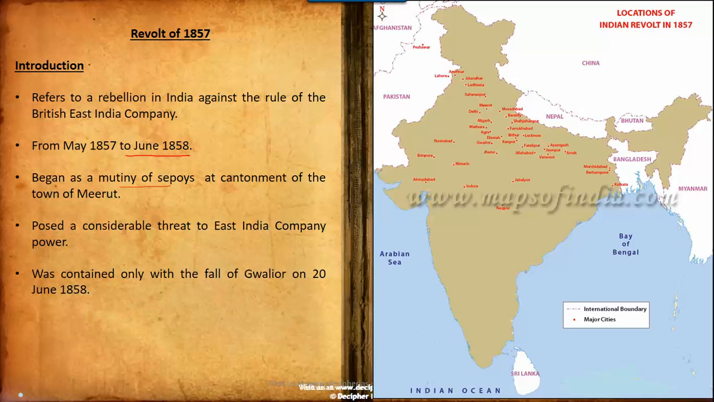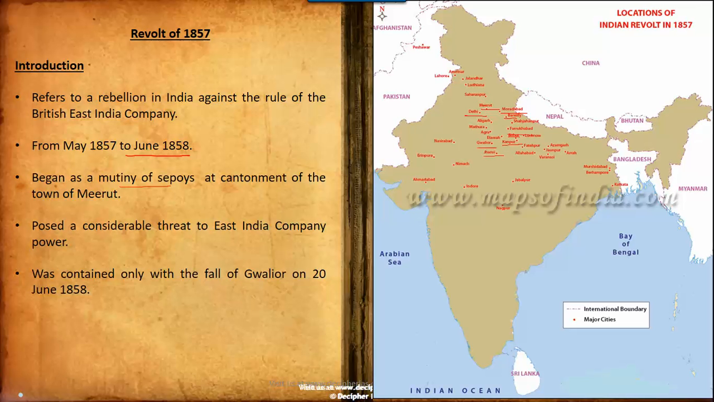Under this revolution, the major hostilities were confined to present-day Uttar Pradesh, Bihar, northern Madhya Pradesh, and the Delhi region. We will be discussing various parts where the rebellion was actually taking place. This is Meerut, Delhi, Muradabad, Bareilly, Farrukhabad, Bithur, Kanpur, Gwalior, Jhansi, and so on.